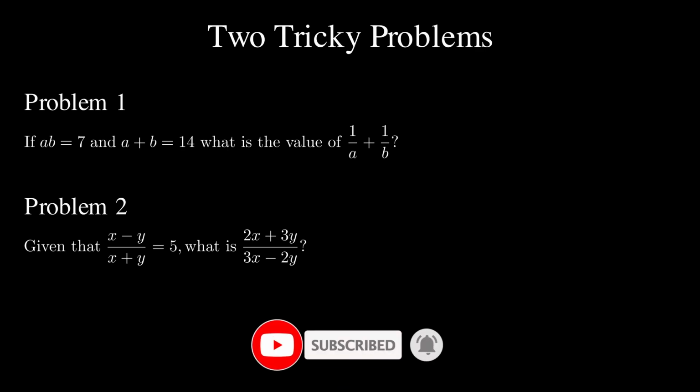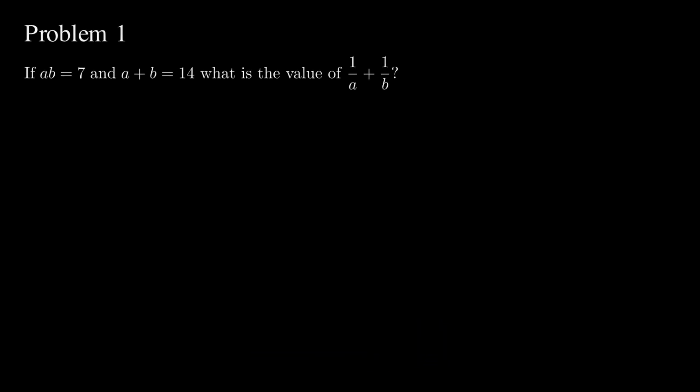Okay, assuming you paused and tried to solve it, let's jump straight to question 1, where we are trying to find the sum of 1 over a plus 1 over b, given that a plus b is 14 and ab is 7.